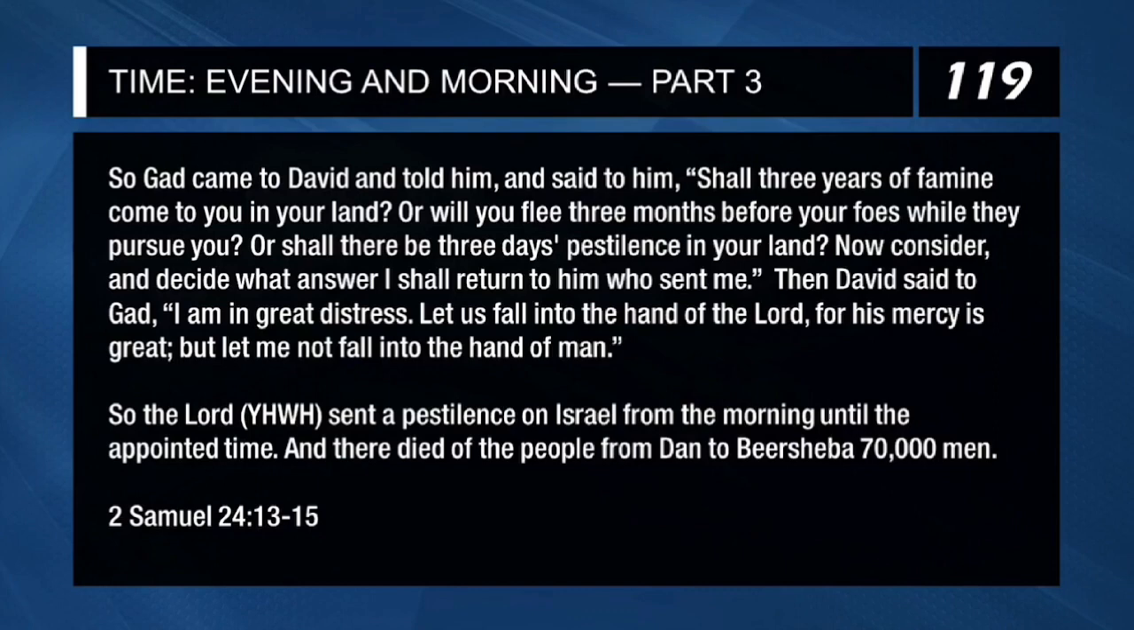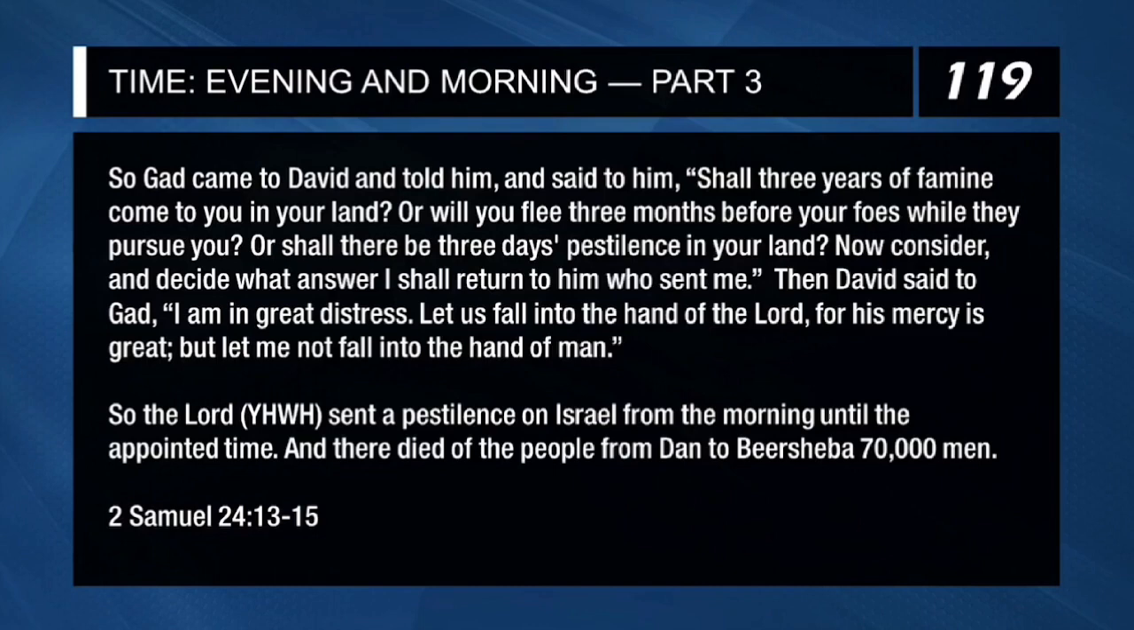Then David said to Gad, "I am in great distress. Let us fall into the hand of Yahweh, for his mercy is great, but let me not fall into the hand of man." So Yahweh sent a pestilence on Israel from the morning until the appointed time, and there died of the people from Dan to Beersheba 70,000 men. Here we note that the 3-day plague started in the morning. 3 days of pestilence could also be interpreted as encompassing 3 literal days.